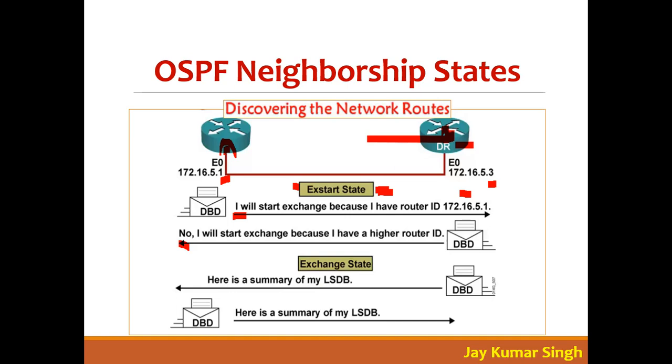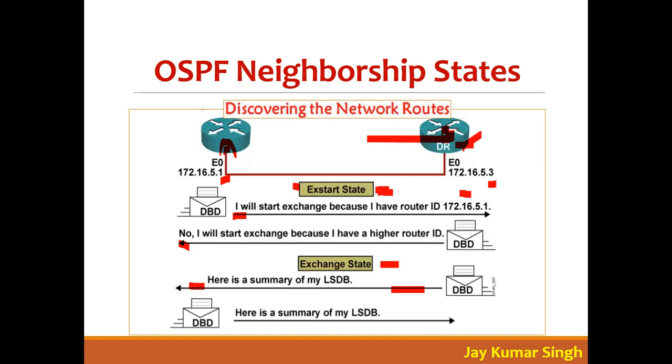Okay, so here they determined this is the master router just because of the highest router ID. Then they will go for the exchange state. In the exchange state, the master router will send the summary of the database. Okay, and he will say, now you can take the database. Here is the summary of the LSDB, meaning link state database.